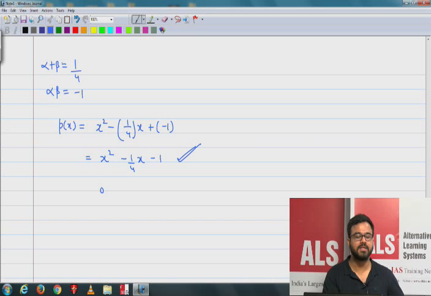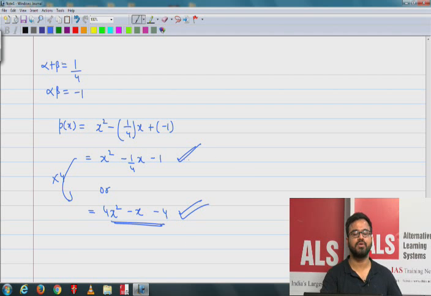So that this denominator 4 will get cancelled out. If you multiply the complete polynomial by 4, you will get 4x square, and when you multiply this 1 by 4 into 4, that will become only minus x minus 4. So here I have just multiplied by 4. This is also the correct notation. Either you can leave your answer in this form or in this form, both are correct. There is no difference between them.